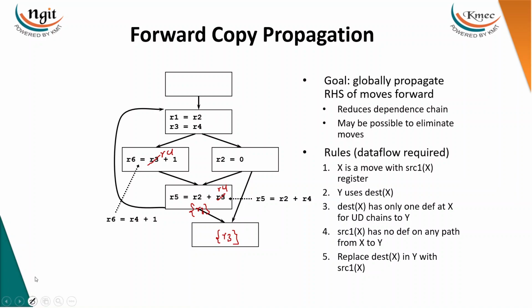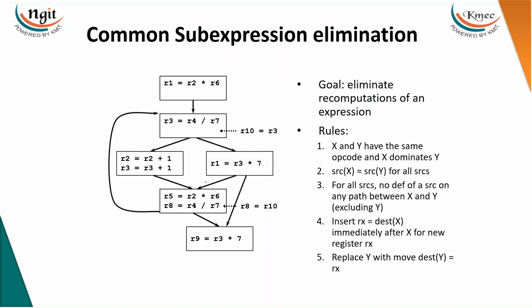So if we are simply copying from one variable to another variable, allocating a register to R3 is useless, right? So when you are simply copying the values, then replace R3 with R4 so that we can reduce the number of registers in the code.